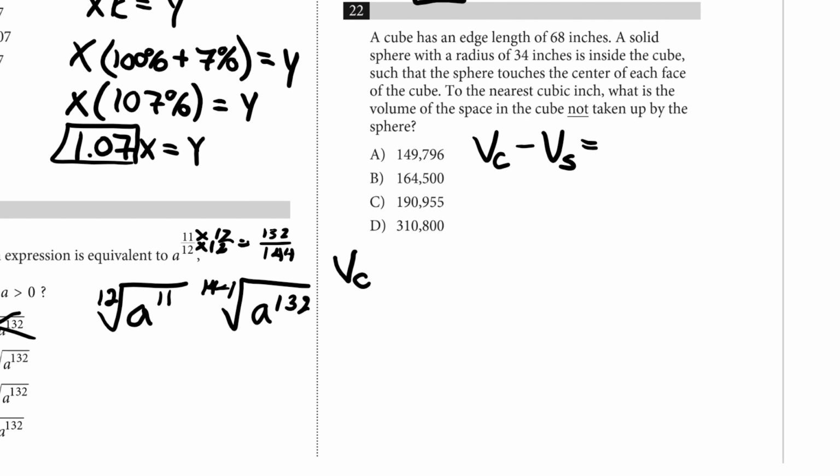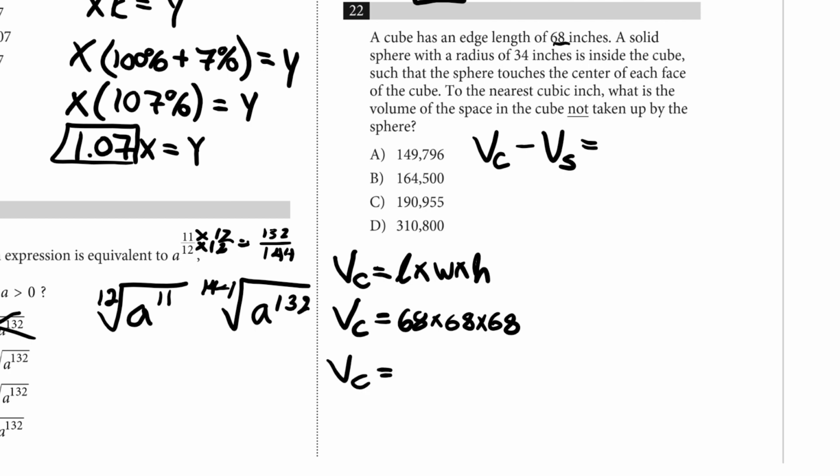The volume of the cube is length times width times height. We know that since it's a cube, all these values will be the same, and they're all 68. So the volume of the cube will be 68 times 68 times 68. And if we multiply 68 times itself 3 times, we will get 314,432 cubic inches.